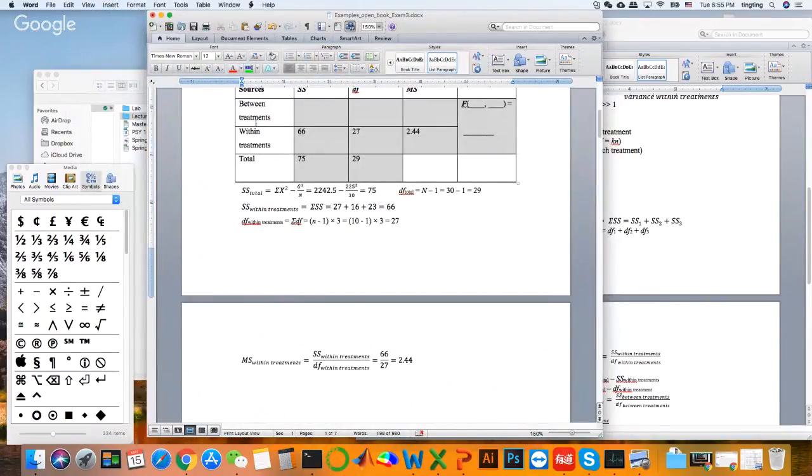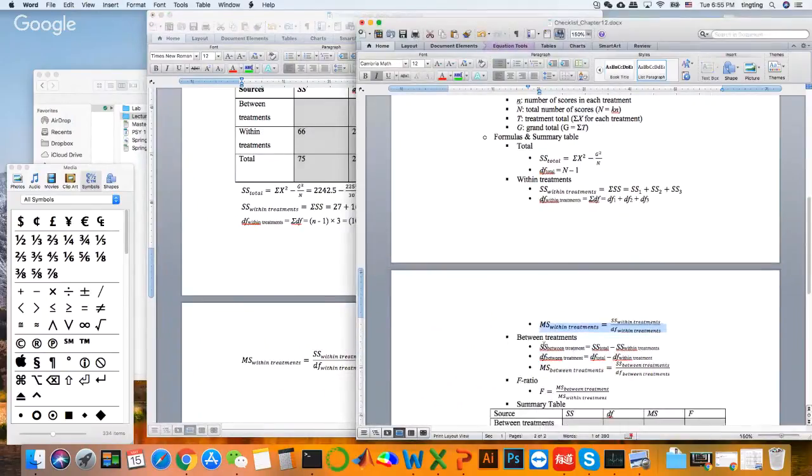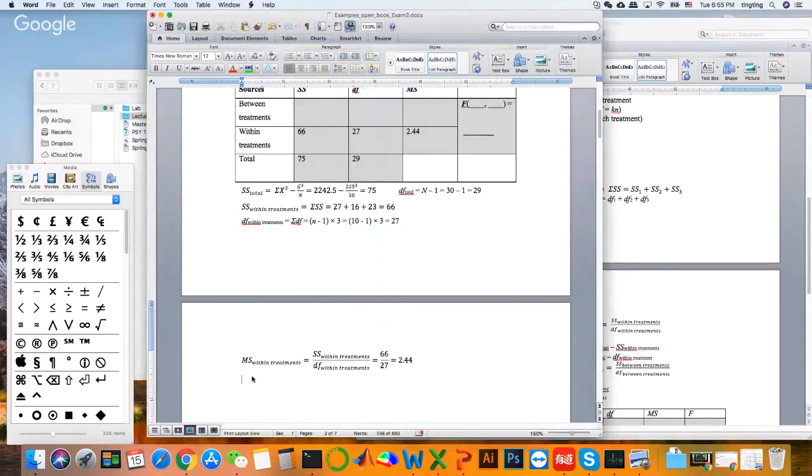So let's compute the between treatment part. So this is just a simple subtraction, right? The SS between equals the SS total minus the SS within, which just equals this number, 75, minus this number, 66, which equals 9. We put the 9 here.